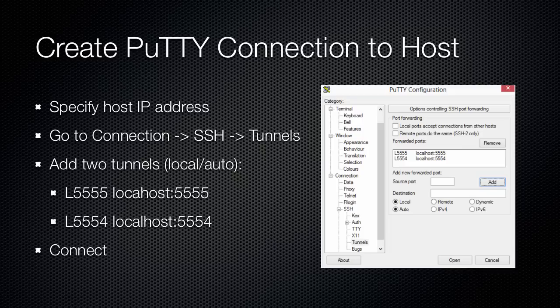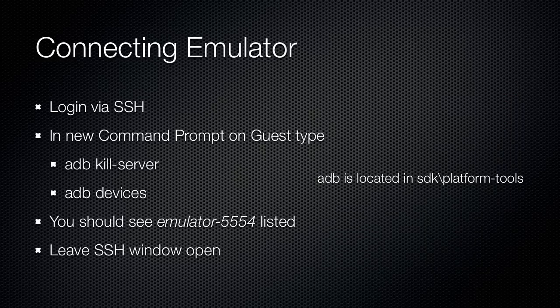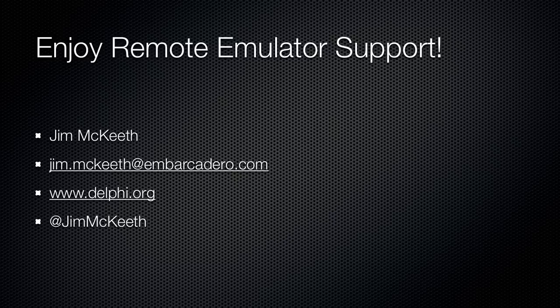You're creating a local destination to localhost from 5555 to 5555. And again, I'll show you exactly what this looks like in a second. Then you're going to connect via SSH, and then you're going to open a new command prompt on the guest OS, and you're going to type adb kill-server, and you make sure either adb is on your path or you explicitly specify the path, wherever your SDK is, /platform-tools, and you're going to say adb devices, and at that point you should see emulator 5554 listed. You need to leave the SSH window open and everything will work beautifully.